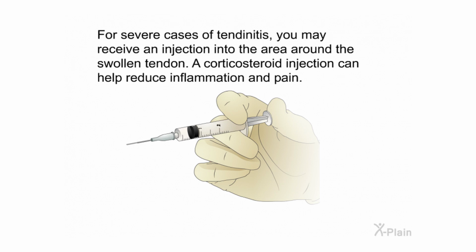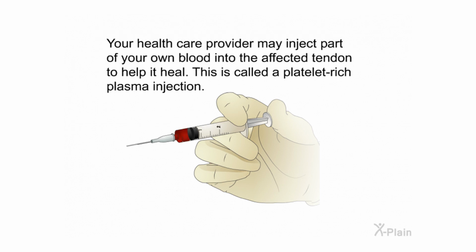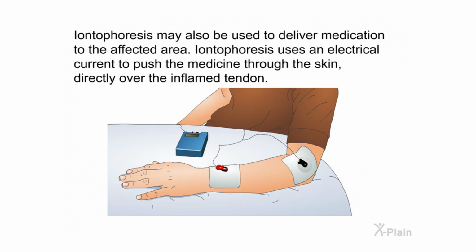For severe cases of tendinitis, you may receive an injection into the area around the swollen tendon. A corticosteroid injection can help reduce inflammation and pain. Your healthcare provider may inject part of your own blood into the affected tendon to help it heal. This is called a platelet-rich plasma injection. Iontophoresis may also be used to deliver medication to the affected area. Iontophoresis uses an electrical current to push the medicine through the skin directly over the inflamed tendon.